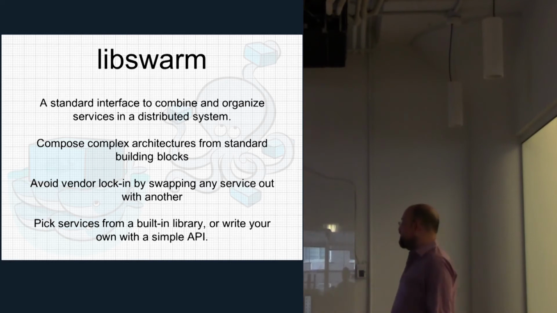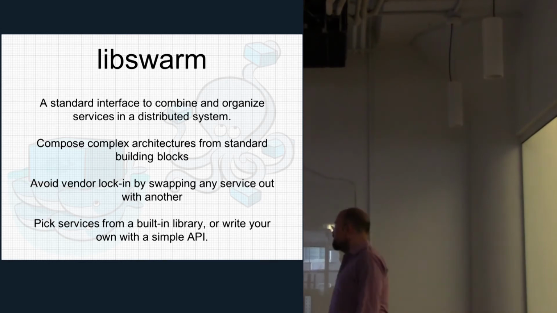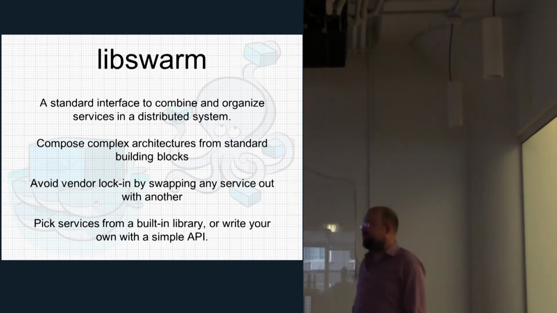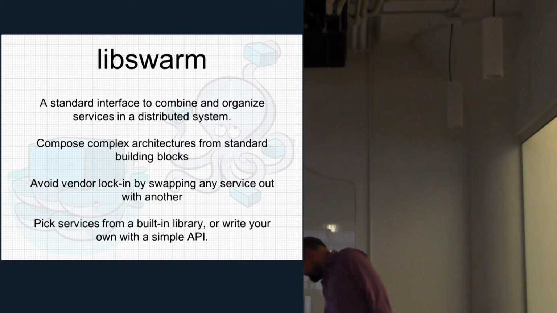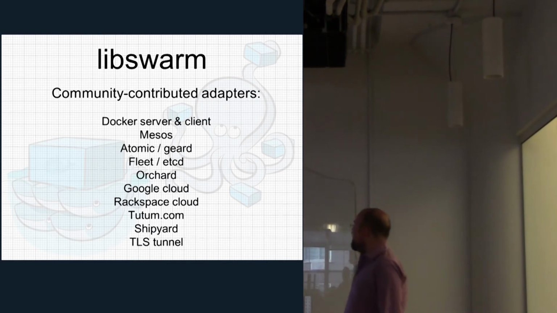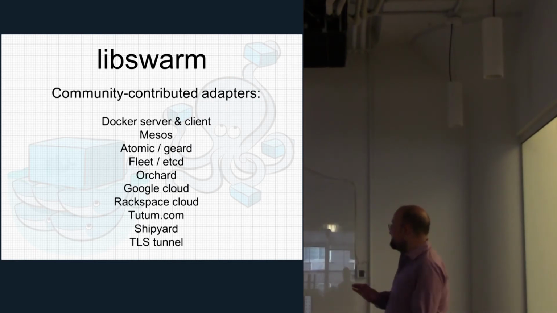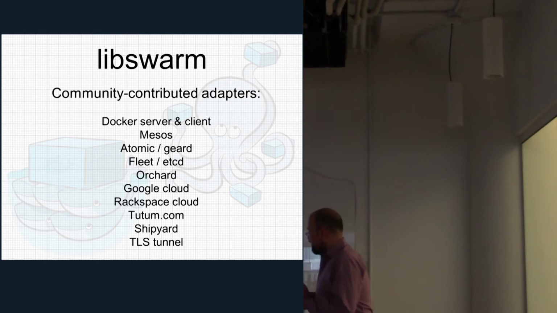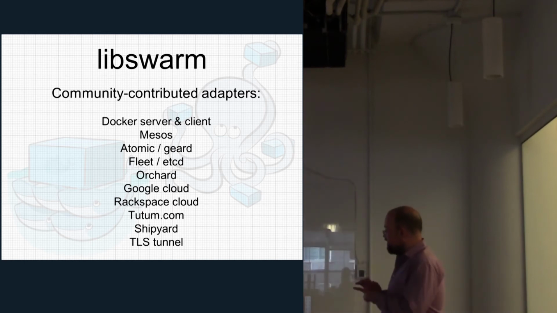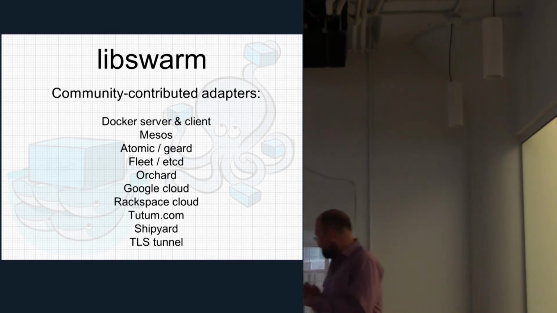All completely transparent. We're going to have a built-in library of things. People are currently writing services, the AWS team, a bunch of other people. So there's a Mesos client, Atomic, etcd, Fleet, Orchard, Google Cloud, Rackspace Cloud, Tutum, Shipyard, there's a TLS tunnel adapter. IBM have a SoftLayer adapter. There's a bunch of other tools incoming.